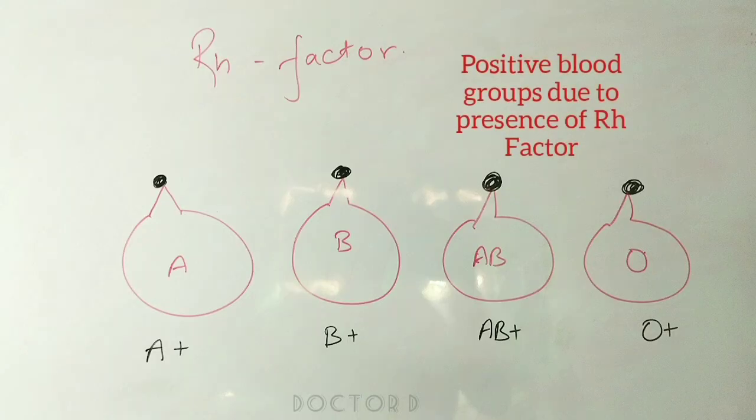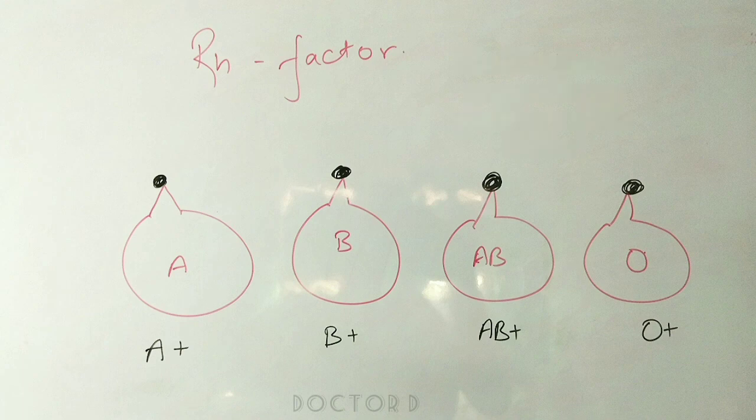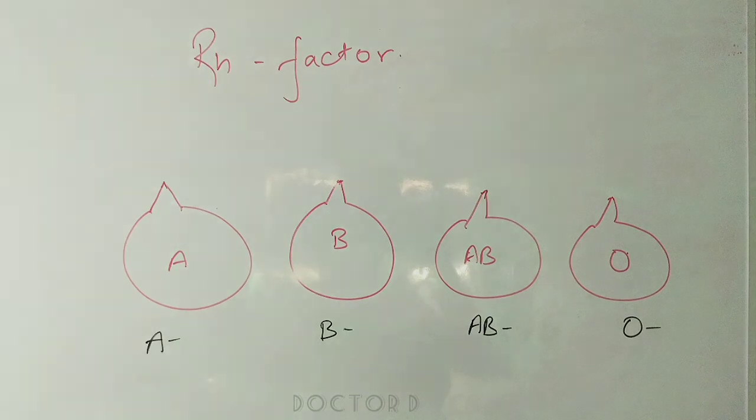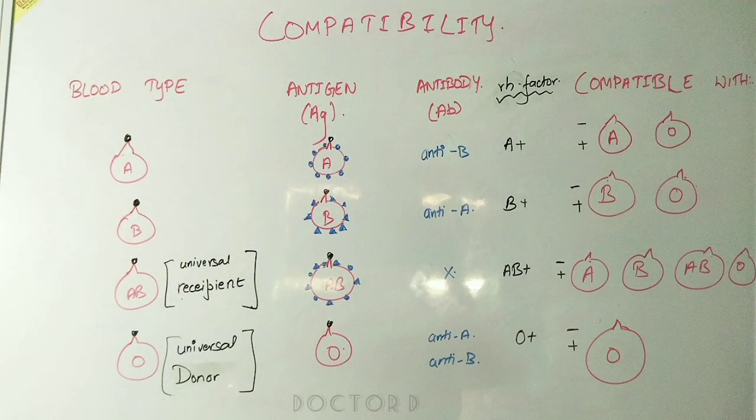Here in these RBCs I have made a red spike-like structure, and if they contain the black dots, it means they are Rh positive, and if they don't contain those black dots, they are Rh negative. If a person with blood group A has the Rh factor, then he is said to be A positive. If he does not have the Rh factor, he is said to be A negative.